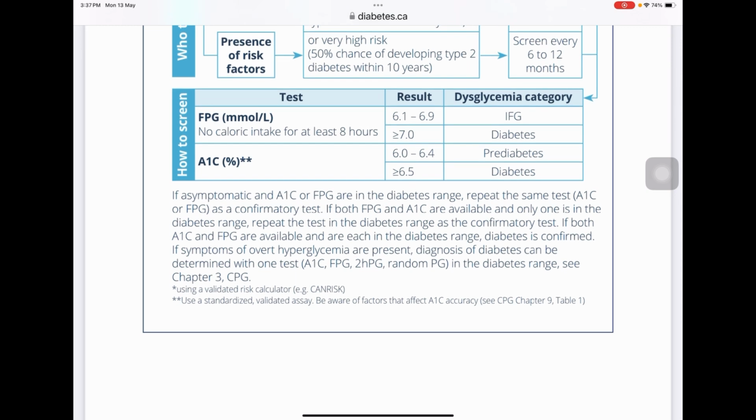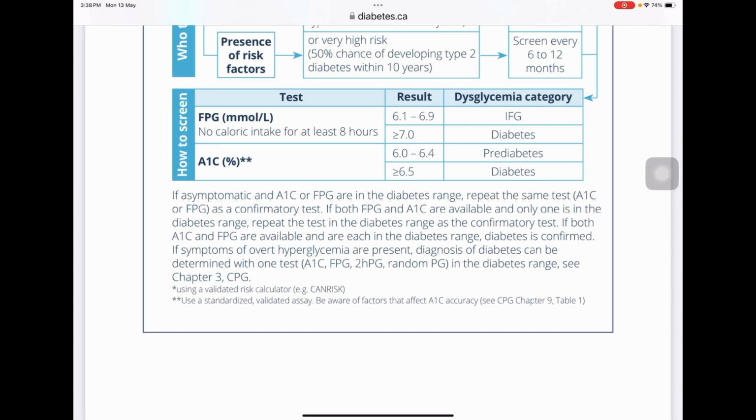Now if the patient is asymptomatic, let's say HbA1c and fasting blood glucose both come out positive, that means the patient has diabetes. But the patient is not symptomatic, so we will repeat the test to see if it's accurate. If it again comes positive, that means the patient has diabetes and is not symptomatic. But if both are available and both are positive and the patient is symptomatic, that means the patient has diabetes, no need to repeat. But if both are done and one is positive and one is negative, for example HbA1c is above 6.5 but fasting is okay, then we need to repeat the test.